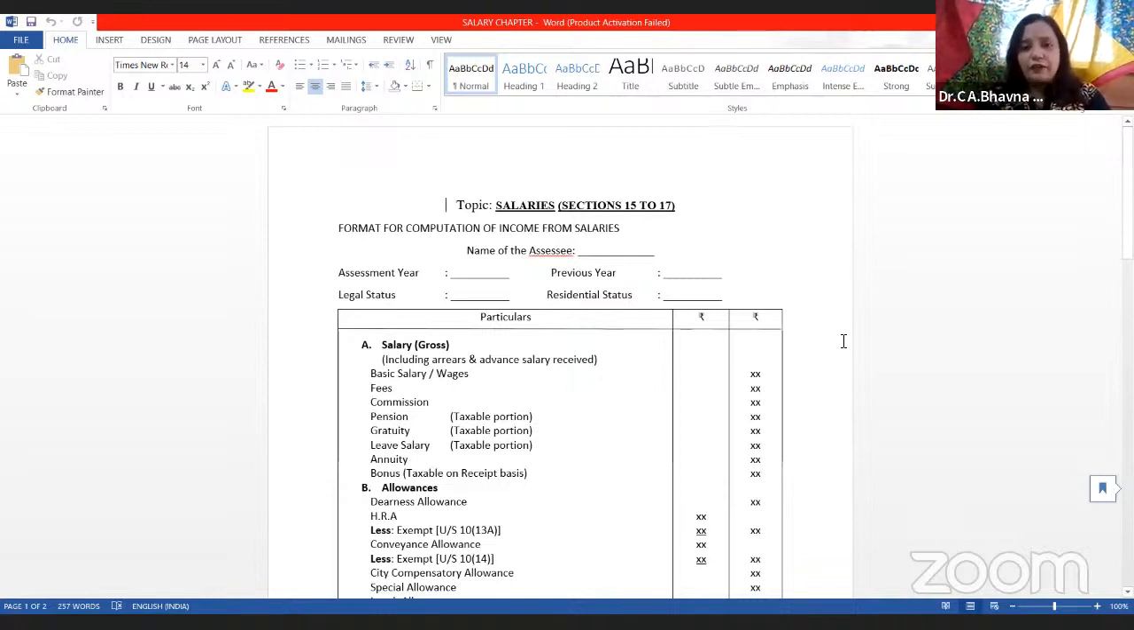This is the entire format for computation of income from salary. Every problem, whenever you are going to start, it is going to start with name of the assessee. Assessment year, you have to compulsorily write, previous year, legal status, and residential status.